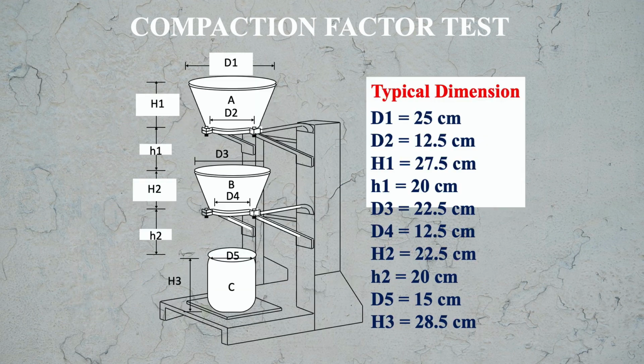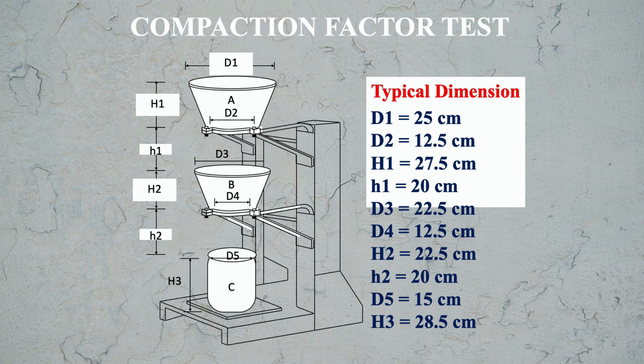Here you see the equipment for measuring the workability in the compaction factor test, and different typical dimensions are given. As you see in this picture, there are two hoppers. The first hopper is A, B is the second hopper, and C is basically the cylinder in which finally the concrete will go.